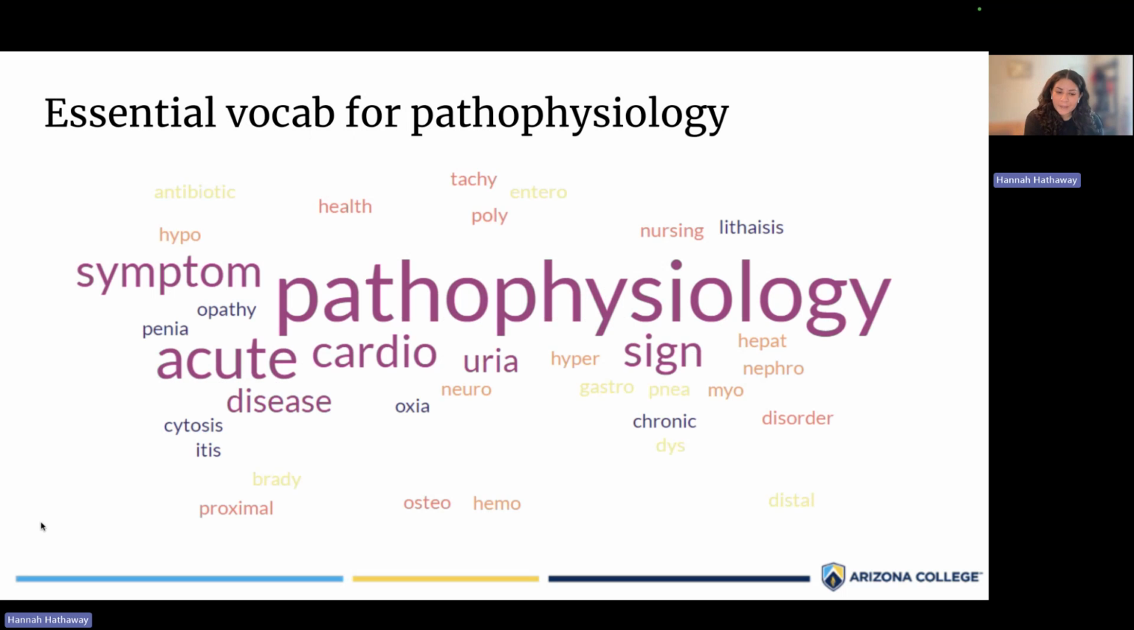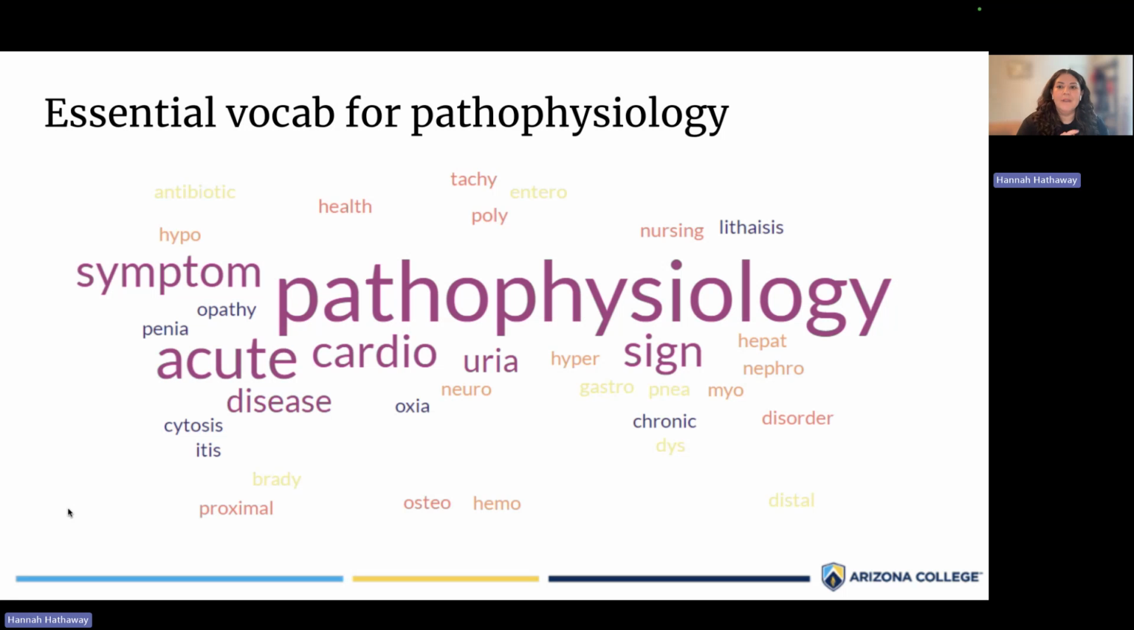Okay, before we get into some specific diseases and disorders within patho, we're going to go over some vocab. There is a ton of vocab in patho. There's a lot of memorization you're going to have to do. The pace of the course is fast. We're covering like 4 or 5 chapters every week.